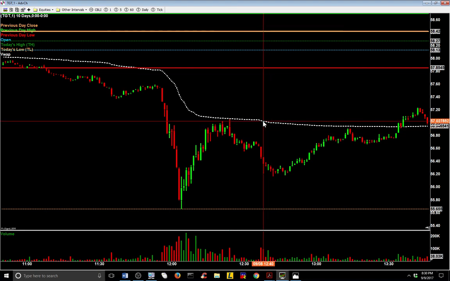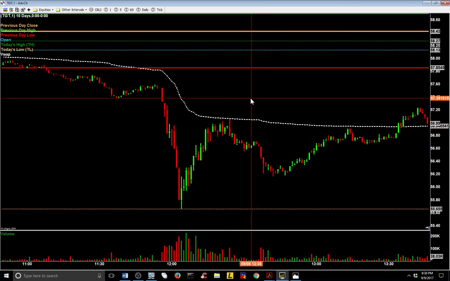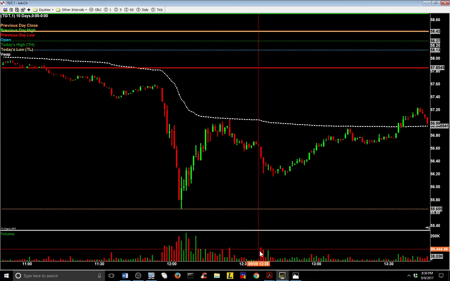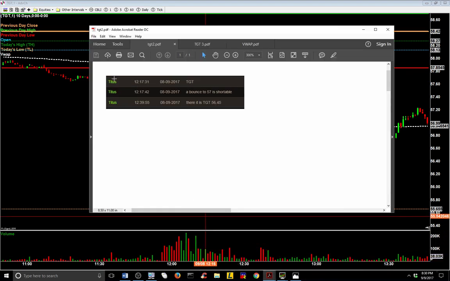One type of VWAP approach is what Titus alerted to in the STN chat room yesterday, Friday, September 8th, 2017. This is the news-based VWAP approach. At 12:17:31, Titus typed in the symbol for Target. Several seconds later, he mentioned a bounce to 57 is shortable.